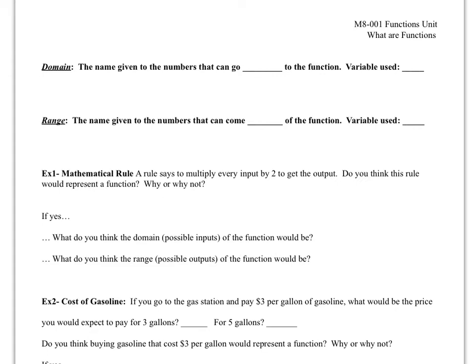Domain is the name given to the numbers that can go into the function. The variable that we use for our input is x. One helpful way I like to remember domain is that it has the word in right in it. And so my domain is going to be my inputs. You can even think of it as the list of all inputs or possibilities for x.